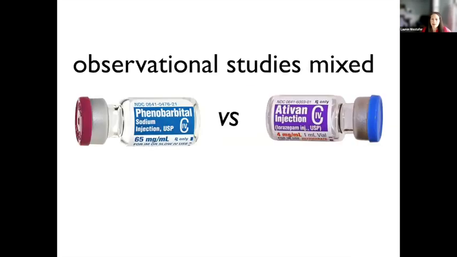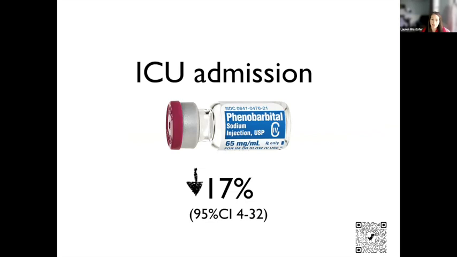If you look at all the observational studies, they're mixed, probably because there's a lot of confounding in terms of who gets phenobarbital and who gets Ativan or another benzo. So when you look at observational studies it's mixed, but the randomized controlled trial showed a benefit to ICU admission.